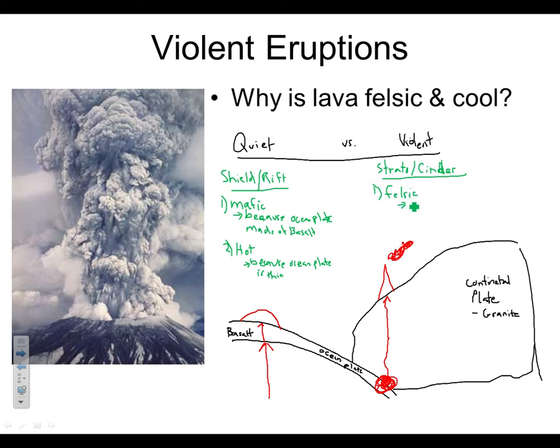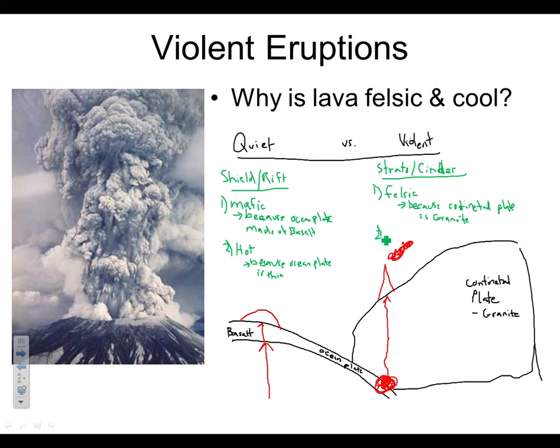Why is the lava felsic? Well, it's felsic because the continental plate is made of granite. Okay, it's granitic. So there is lots of silica that it can work in. So as the lava rises out here, it's melting in lots of quartz, lots of feldspar, so it's getting very rich in silica, very felsic.